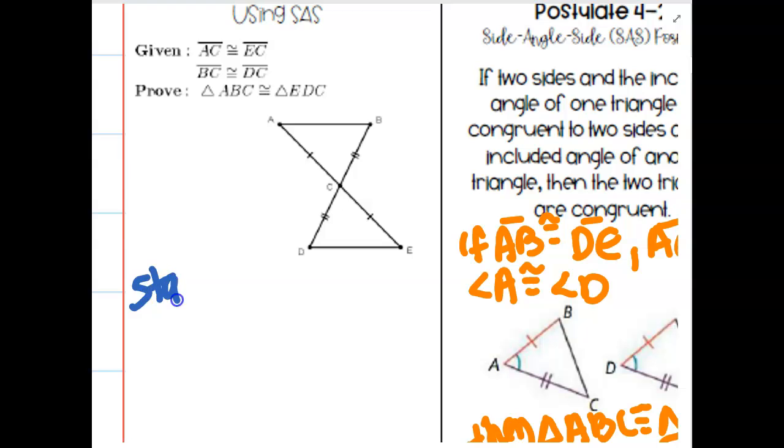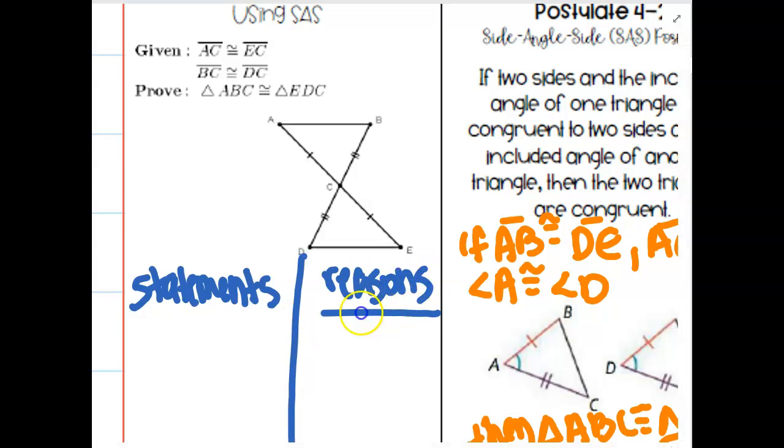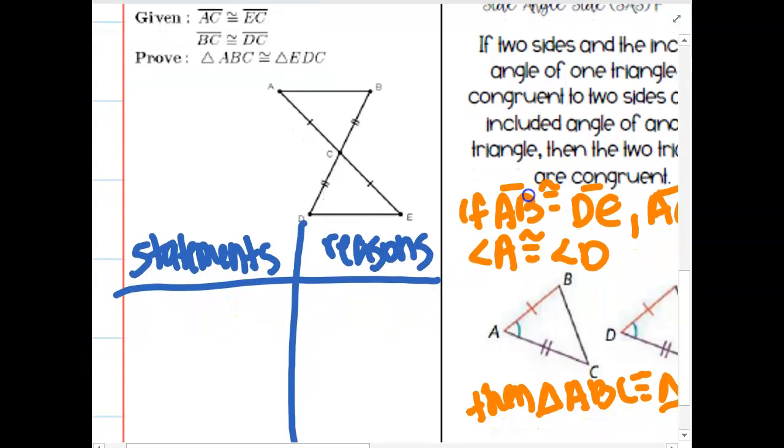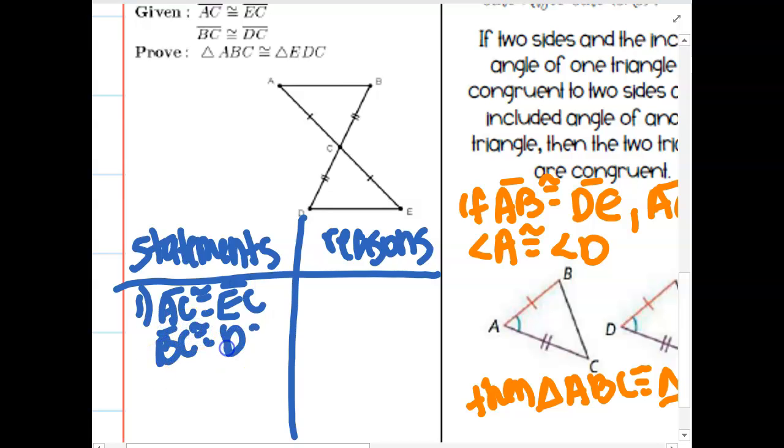So, for our proof, we have our statements and our reasons, and hopefully we're getting this part down. What's my first statement going to be? The given. We know that AC is congruent to EC, BC is congruent to DC, because it's given. Those are my two sides for the side-angle-side.